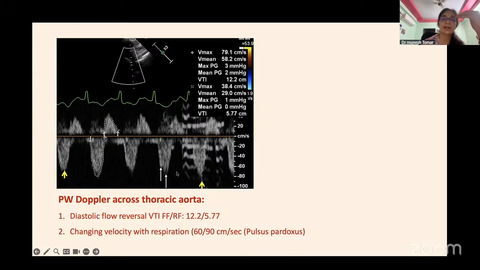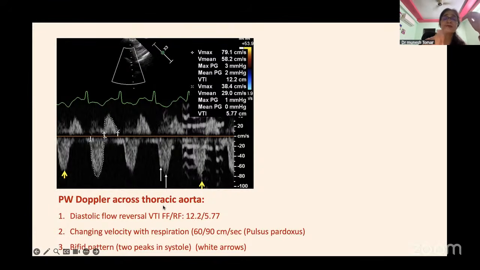And if you look at the ratio of the antegrade flow to the retrograde flow, it is 12.2/5, almost 50% diastolic flow reversal, which is very significant. In aortic regurgitation, more than 27% correlates with moderate to severe. So it is that significant flow reversal here. So pulsus paradoxus. And the third important interesting finding is the bifid peak of the aortic flow.